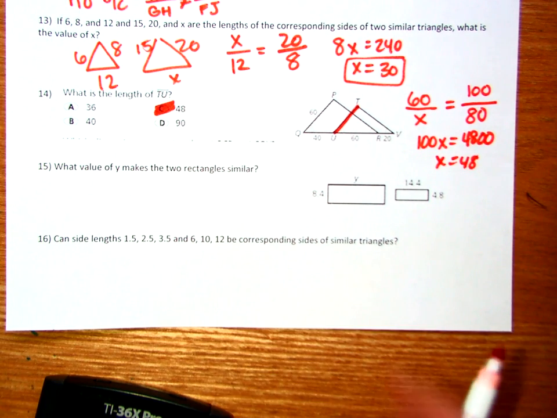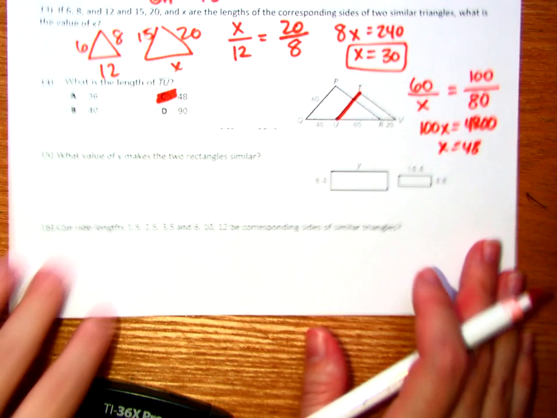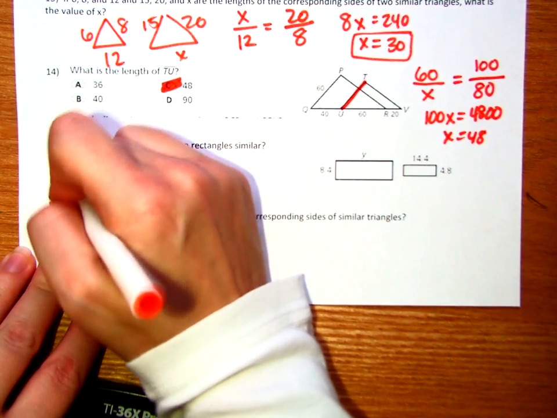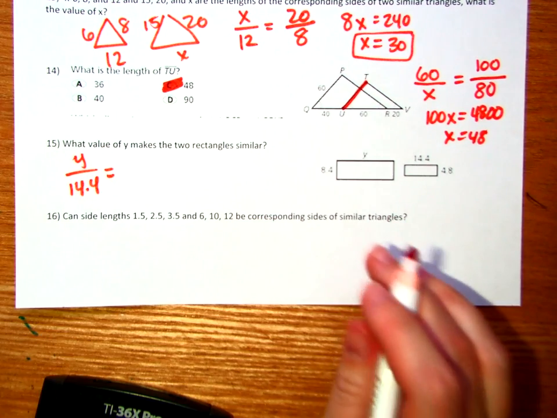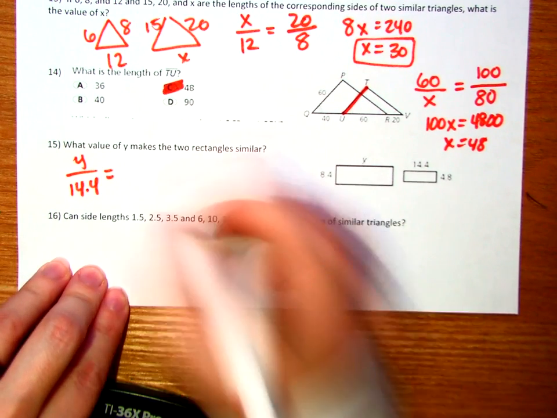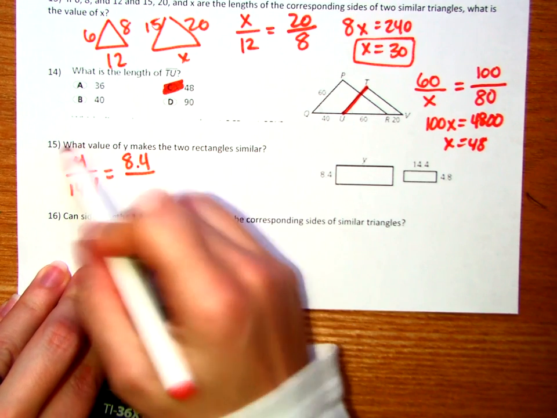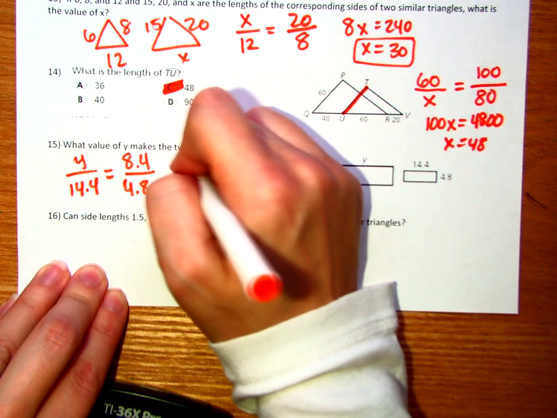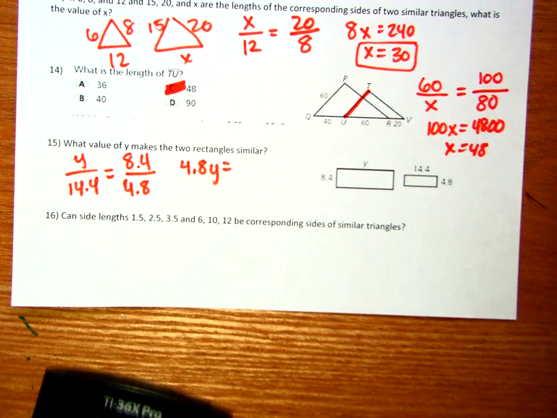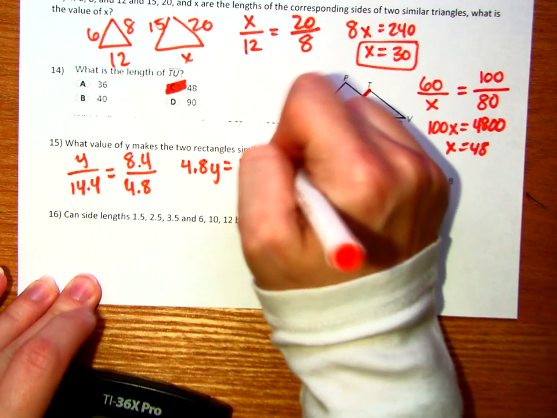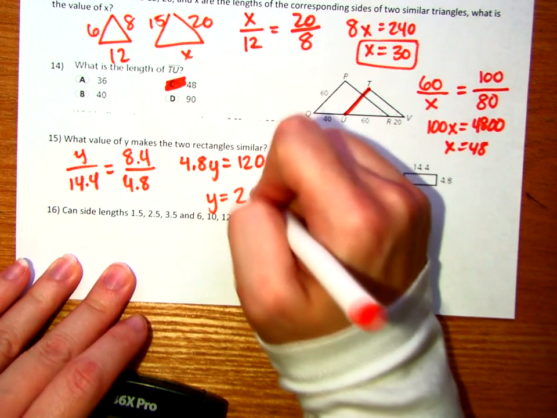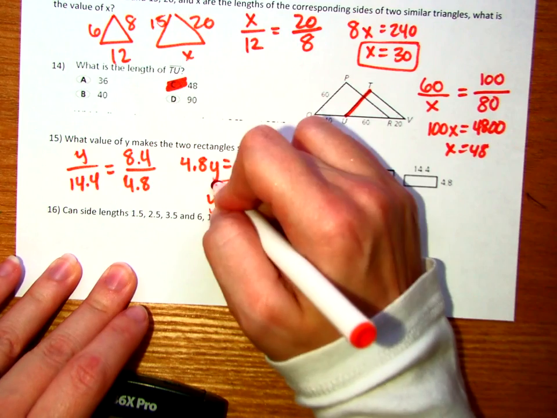Now, on number 15, it says, what value of y makes the rectangle similar, which means the sides would have to be proportional. So here my y and the 14.4 go together. And then that's going to equal, on this y triangle, I've got the 8.4, so notice I kept the y triangle pieces together in the numerator, and that goes with the 4.8 here. So we'll cross multiply and get 4.8y is equal to 14.4 times 8.4, which is 120.96. Divide both of those sides by 4.8, and y is going to be the value of 25.2.